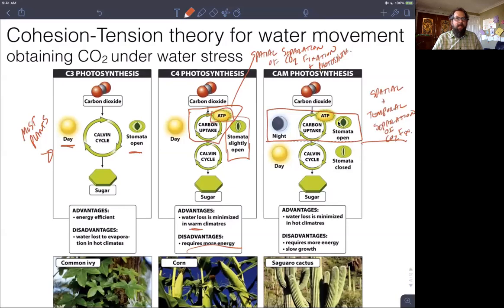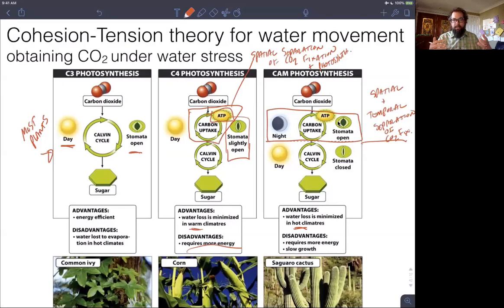And so why at night? Well, relative humidity at night in a desert, for example, in a very hot climate, is much higher than it is during the day. And so that higher relative humidity at night means our atmospheric water potentials are higher at night, and the gradient between the inside of the plant and the atmosphere is actually less. And so we won't lose water as fast. So you can open your stomata up, fix that carbon.